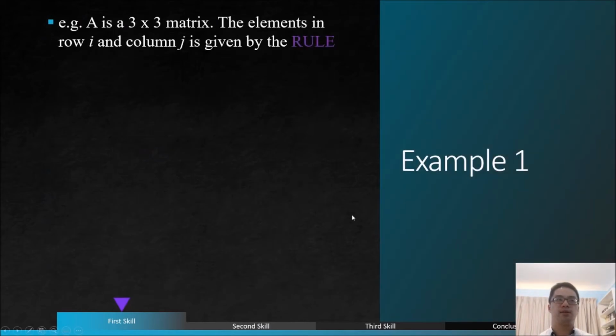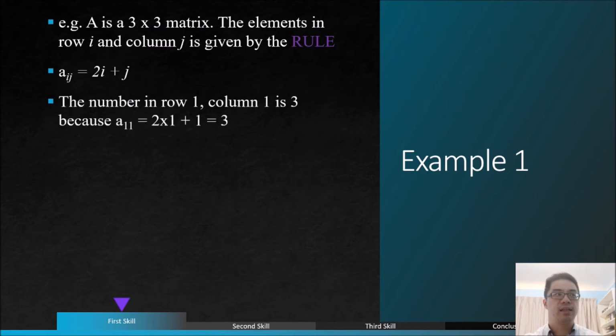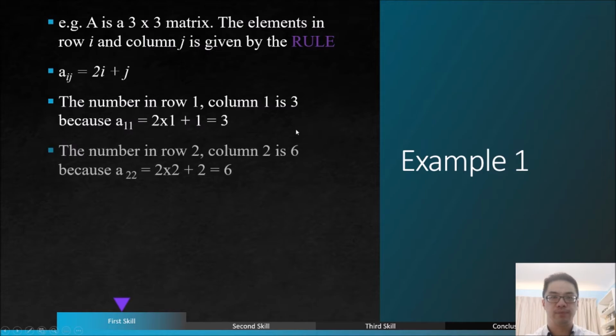Example 1: A is a 3 by 3 matrix. The element in row i and column j is given by the rule a_ij equals 2i plus j. The number in row 1, column 1 is 3 because a11 equals 2 times 1 plus 1, which equals 3. Remembering that row 1, column 1 means i equals 1, j equals 1. So if we sub it into there, we get the answer of 3.